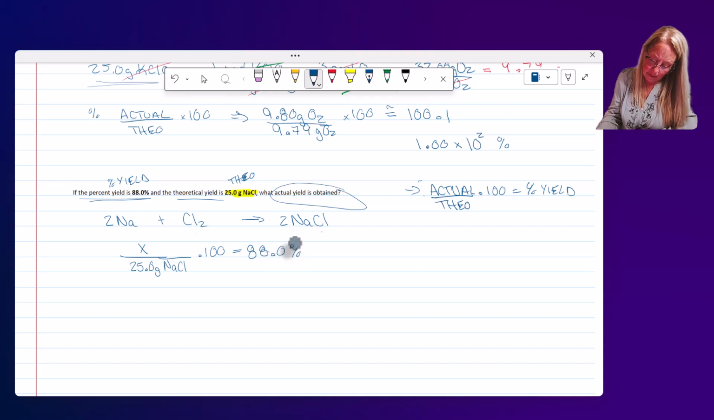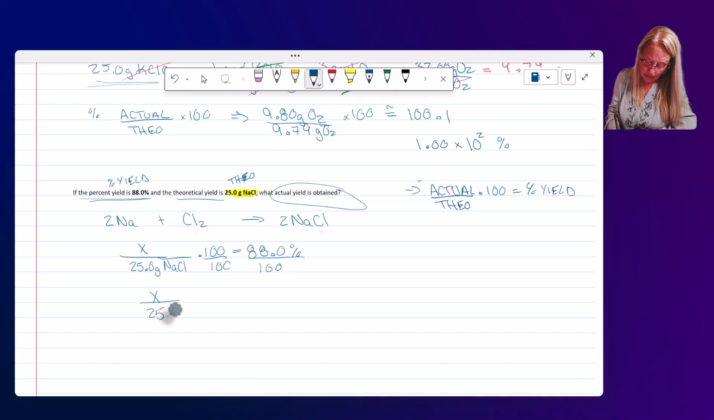88.0%. So, first step, this one I kind of did in my head, and I apologize, I probably shouldn't have done that. So divide both sides by 100, and I get X over 25.0 grams NaCl equals 0.88.